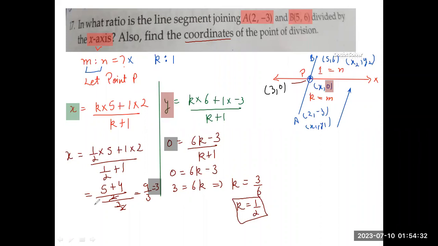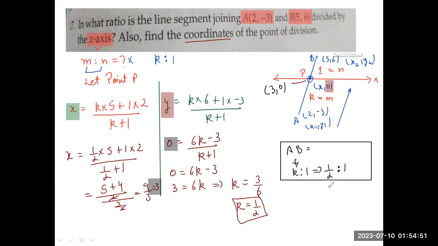Let's discuss the further thing which was asked previously, that we have to give the ratio for AB. We took the ratio as K ratio 1, but K was 1/2 ratio 1. So to convert it into the simpler form, I can multiply both portions by 2. So I get 1 ratio 2. So 1 ratio 2 will be the answer.